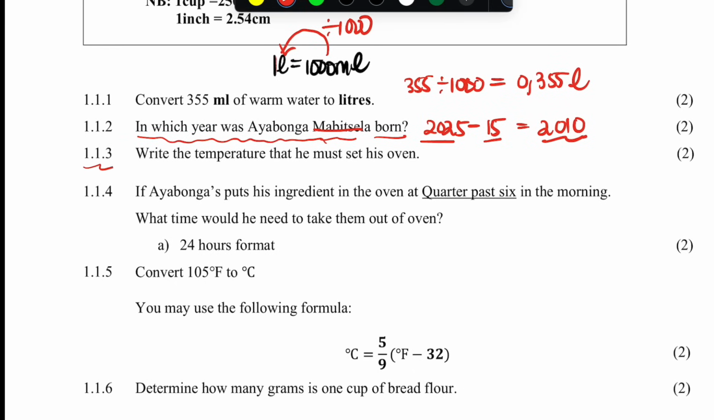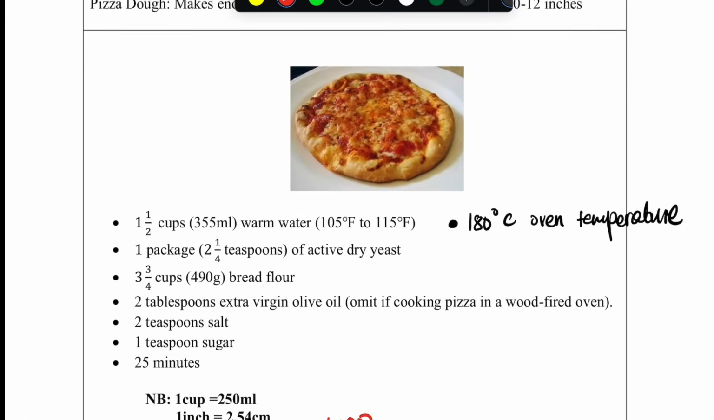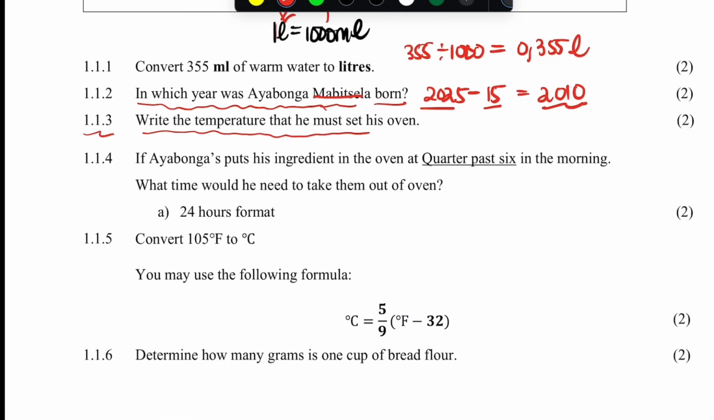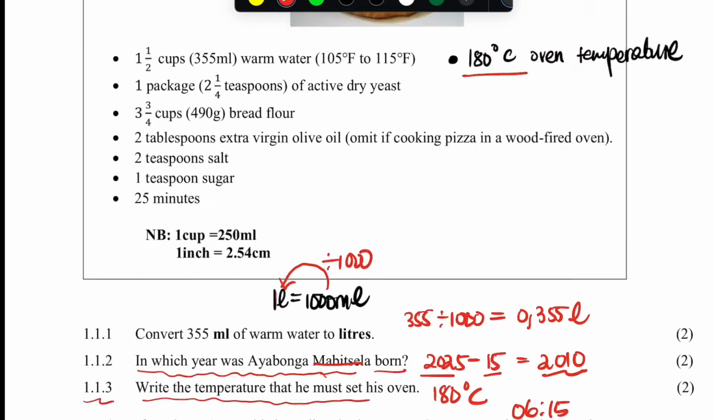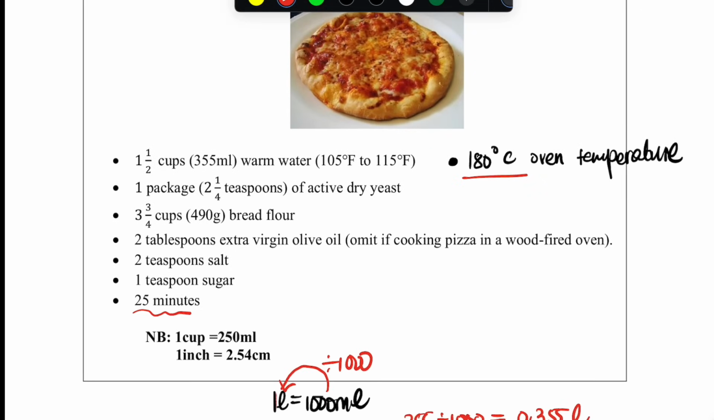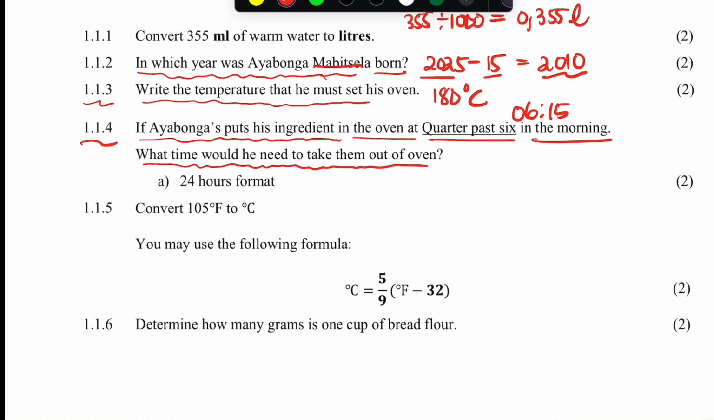So now 1.1.3, it says write down the temperature that he must set his oven. Guys, here it's 180 degrees Celsius. Now it says if Ayabonga puts his ingredient in an oven at 6:15, guys, in the morning, it's 06:15, right? Now it says what time would he need to take them out of the oven? And look, if you look in the ingredients, we're told it takes 25 minutes to do the pizza, right?